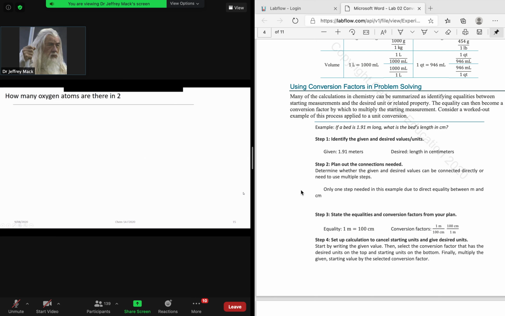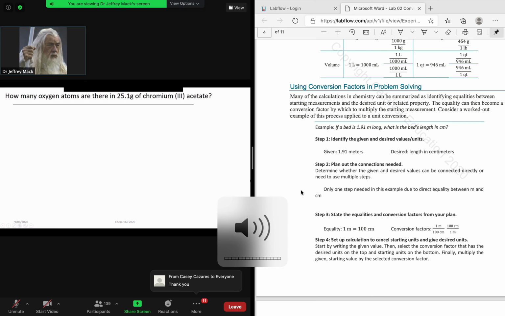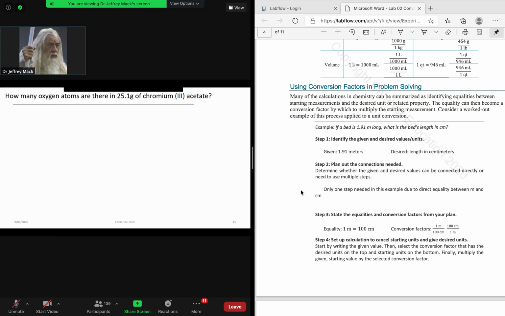How many oxygen atoms are there in 25.1 grams of chromium-3 acetate? All right, so we'll do another similar problem. Well, I already know my answer is going to be a big number, right? Because numbers of atoms are big when you're talking about something you can hold in your hand. So 25 grams is a mass that you could visualize holding in your hand.